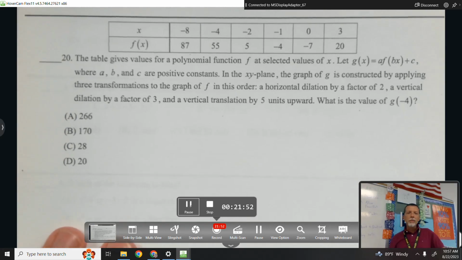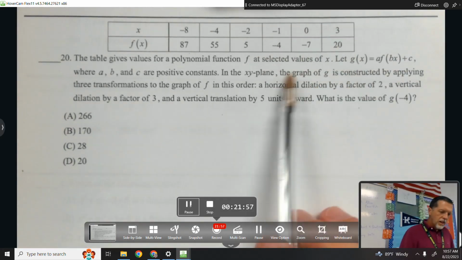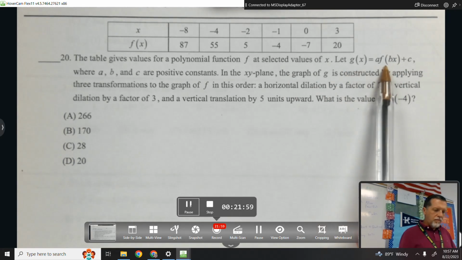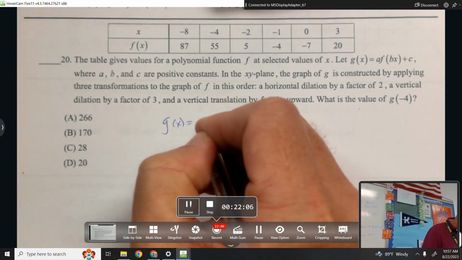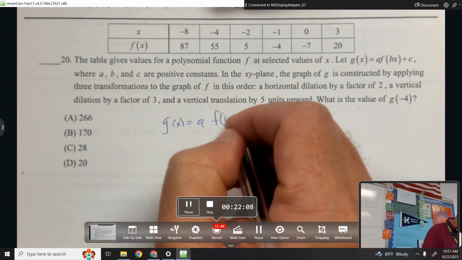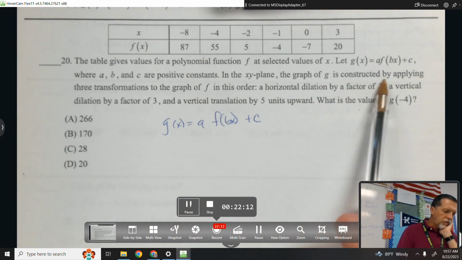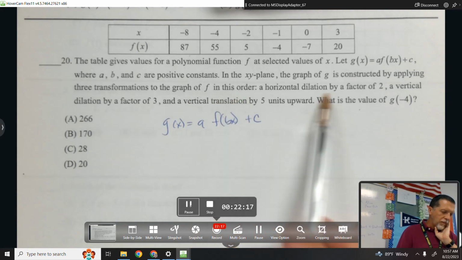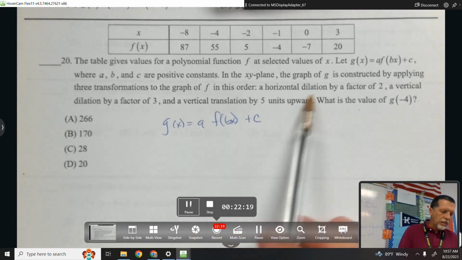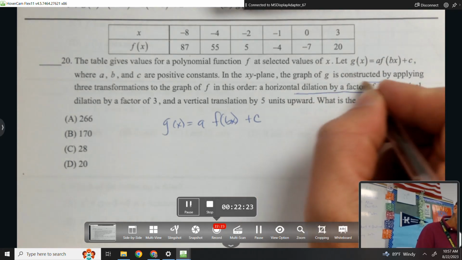Number 20. The table gives values for a polynomial function. Uh-oh, we got this parent function thing going on here. g of x equals a times f of bx plus c. In the xy plane, the graph of g is constructed by applying the 3 transformations of f. Okay, so now it's telling us what this is. A horizontal dilation by a factor of 2. Oh, that's the worst.